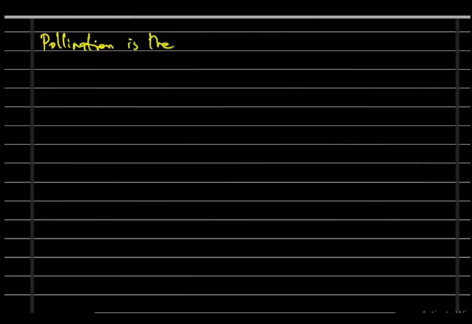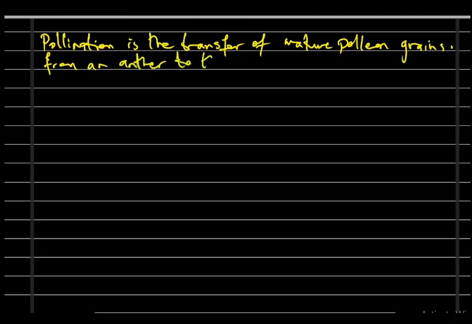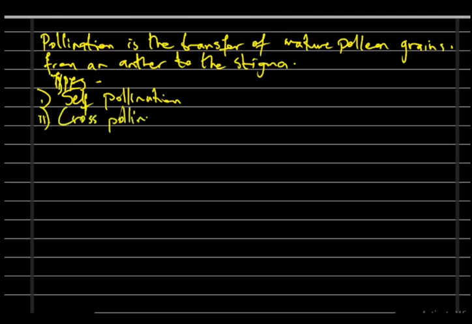We said pollination is the transfer of mature pollen grains from an anther to the stigma. Now we have 2 types. We have the first one to be self-pollination, where the pollen grains come from the anther of a particular plant and go to the stigma of the same plant. And the second one is called cross pollination. In cross pollination, the pollen grains come from the anther of a particular plant to the stigma of another plant. That is what differentiates those two.